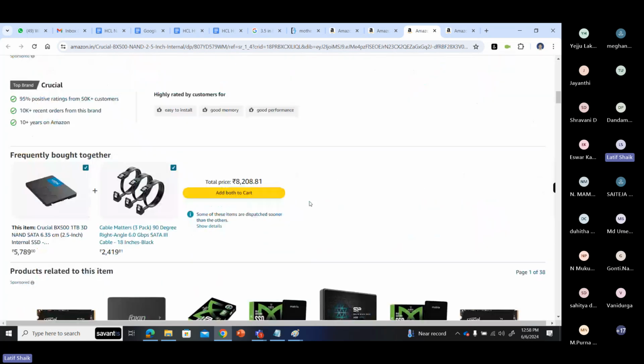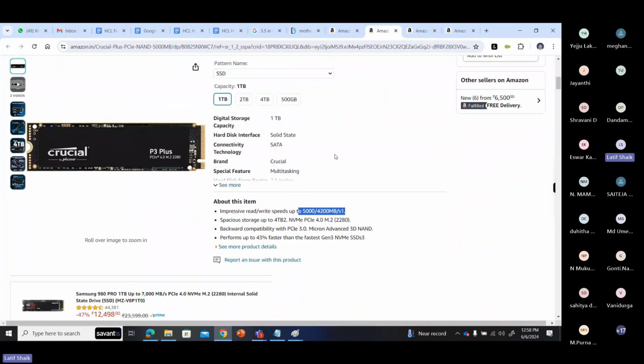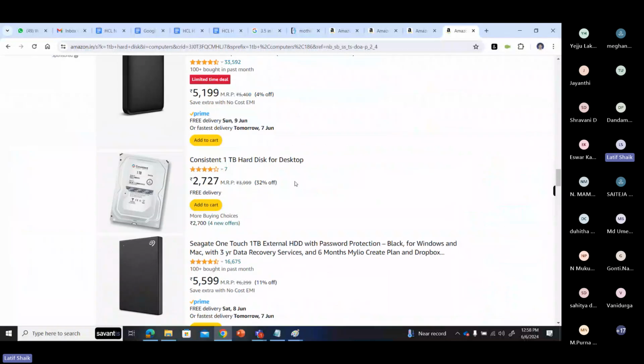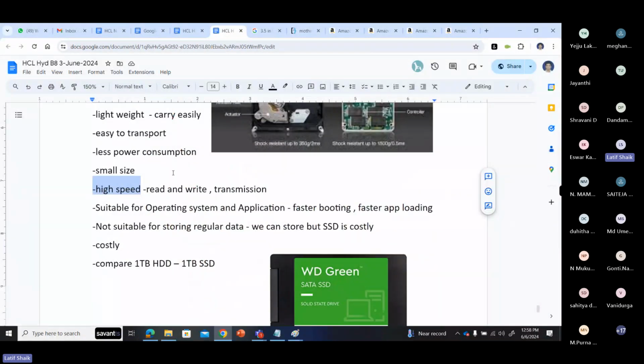And see this hard disk and these SSDs. What is the cost difference? That's my point. Even though it is faster with high-speed data transmission, it is suitable for OS and applications, not for regular data storage because of the cost, that's it, nothing more. Data can be loaded slowly, that is okay for some time.